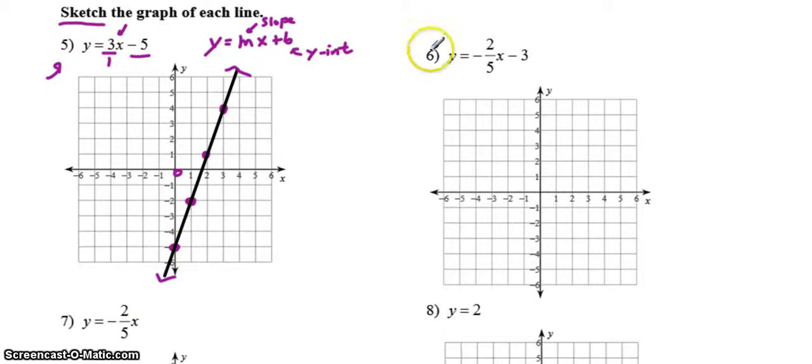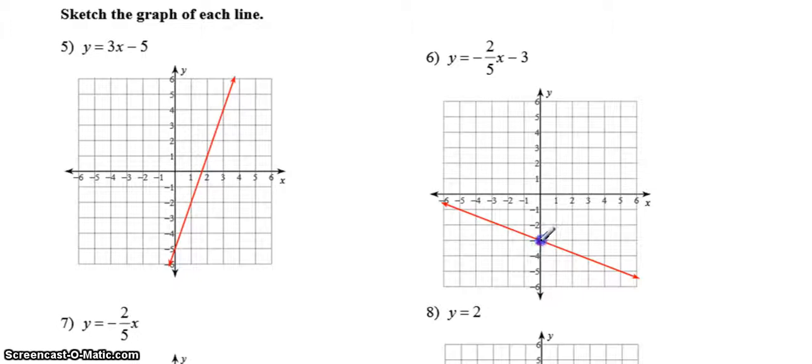At this point, please pause the video and try problems 6, 7, and 8 on your own. Make sure that you're looking carefully at what the slope and the y-intercept is for each one. The answers will be up in 3, 2, make sure you've paused. Please make sure you're trying these yourselves. And here are the answers.